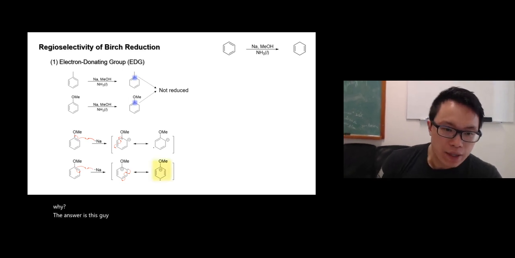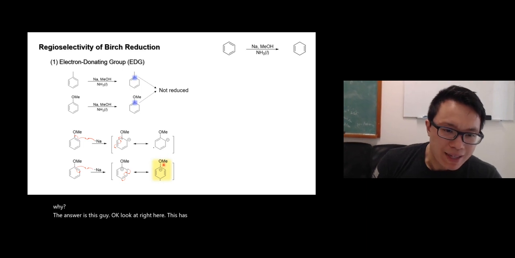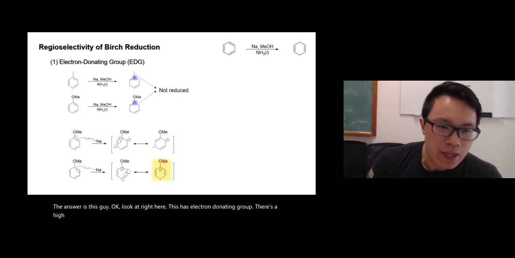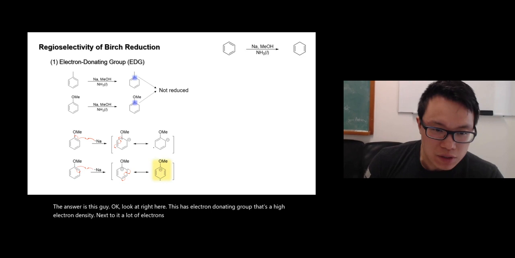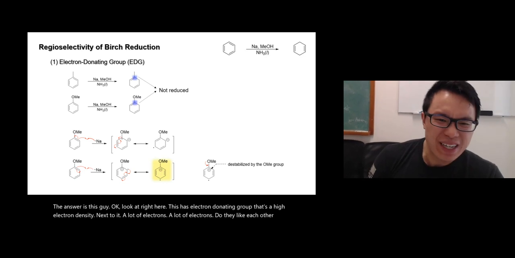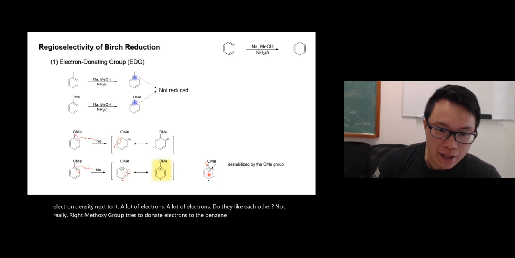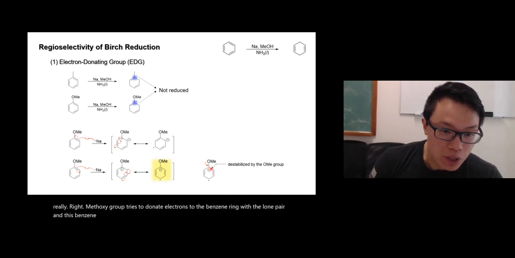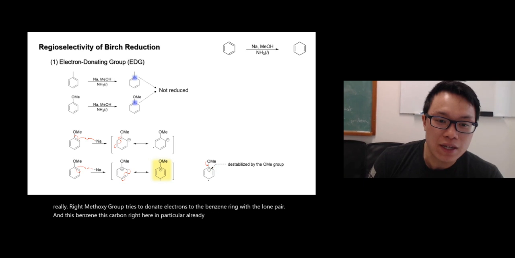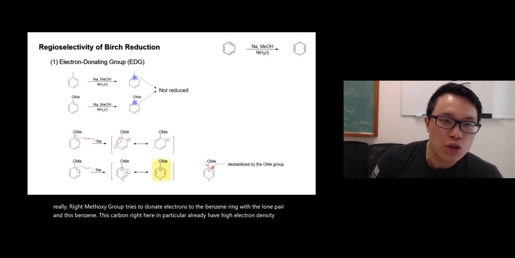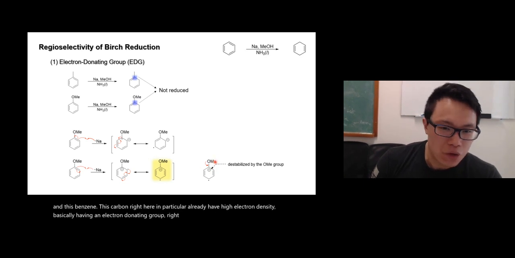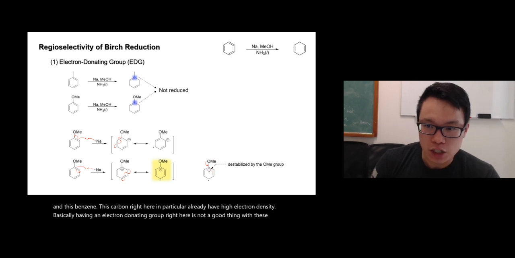Okay, look at right here. This guy has the electron donating group. That's a high electron density next to it. A lot of electrons, a lot of electrons. Do they like each other? Not really, right? The methoxy group tries to donate electrons to the benzene ring with a lone pair, and this carbon right here in particular already has high electron density. Basically, having an electron donating group right here is not a good thing. It would destabilize that negative charge.